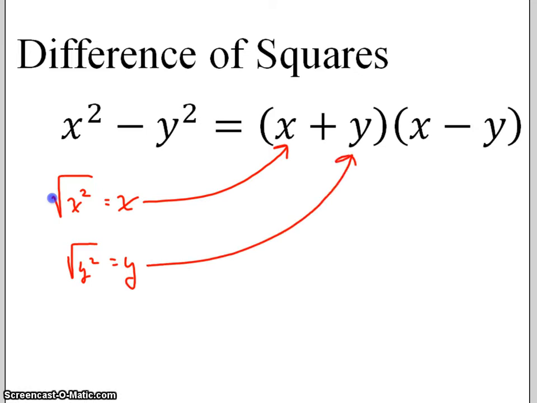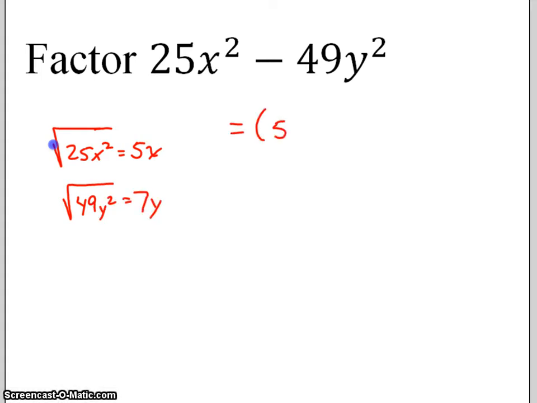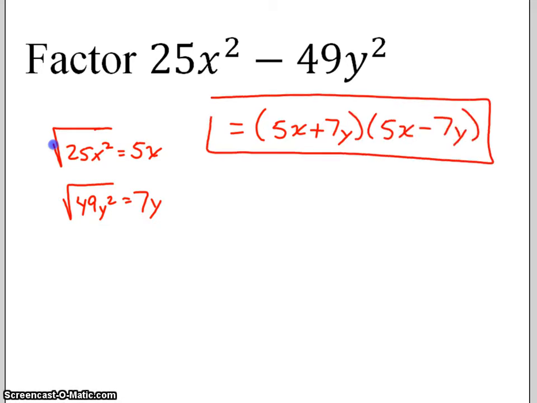Okay, so let's look at an example. Factor 25x squared minus 49y squared. Both the first and the second terms are perfect squares, and there's a minus sign in between. So all we need to do is figure out the square root of 25x squared, so that's 5x, and the square root of 49y squared, that's 7y. So this factors to 5x plus 7y times 5x minus 7y. And you can check it out, it would work fine.